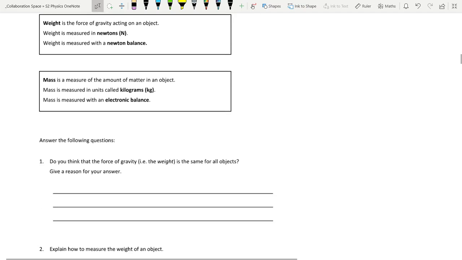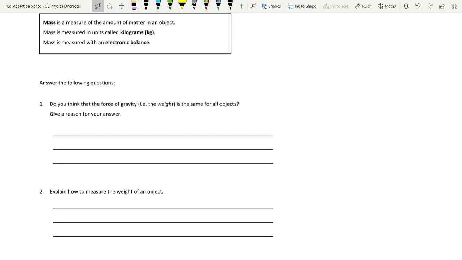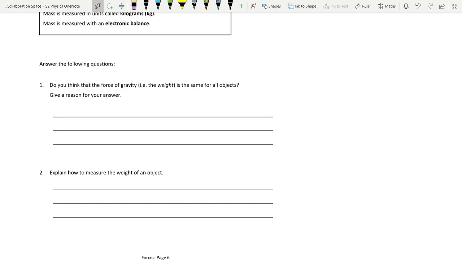Okay. Right. So, have a think about the following questions. Do you think that the force of gravity, i.e. the weight, is the same for all objects? And explain how you measure the weight of an object. Well, we just went through example 2, so we could do example 2 because we just talked about how you use a Newton balance.